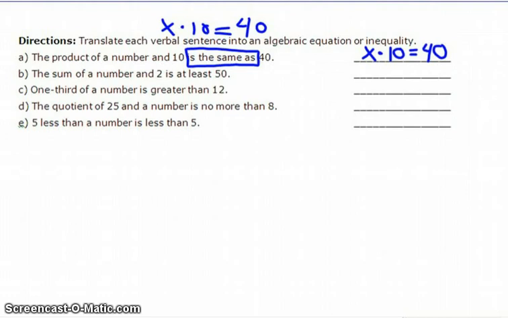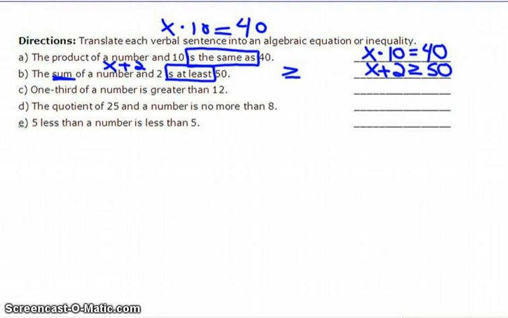Now B says the sum of a number and 2 is at least 50. That, again, signifies a mathematical symbol. Now, is at least means greater than or equal to. Sum over here means plus. We're adding a number and 2, and that's at least 50. So x plus 2 is greater than or equal to 50.